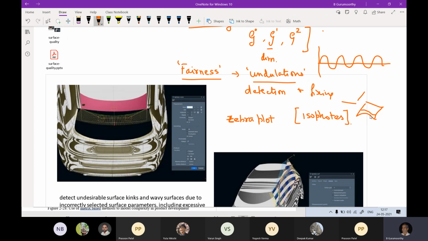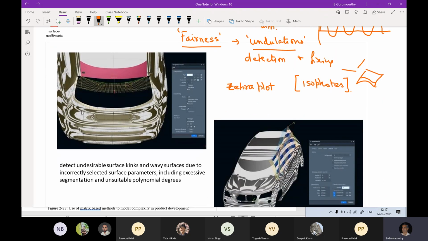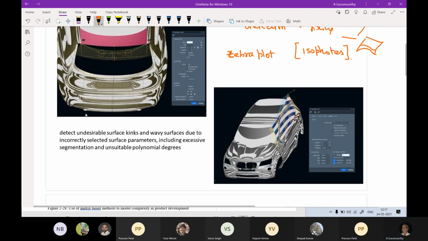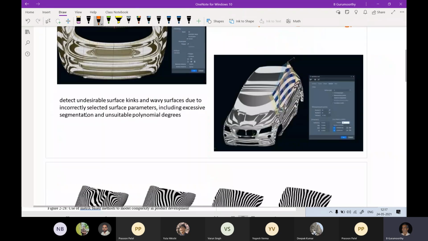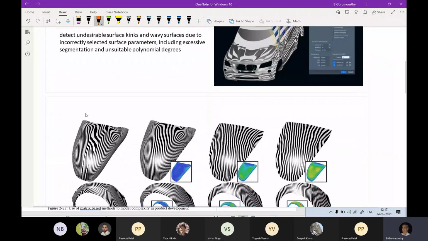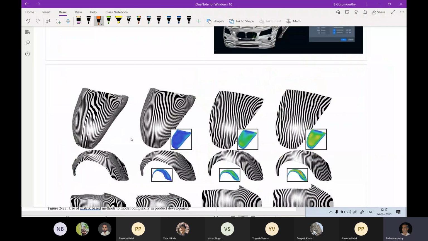But if there was a small kink in the surface, then you will see that as a small wriggle here. So if you have small kinks and other things on the surface, then it will show up in the form of these light reflections on the surface, and that will tell you that you have a problem with your surface. So essentially, what you do is you have a surface and ask the system to generate what is known as the zebra plot, and it will give you these plots.